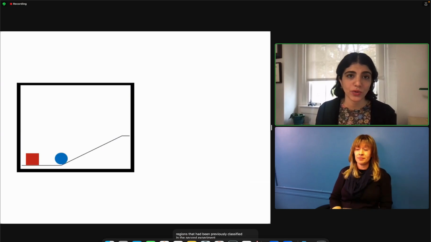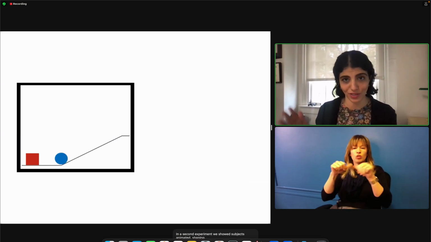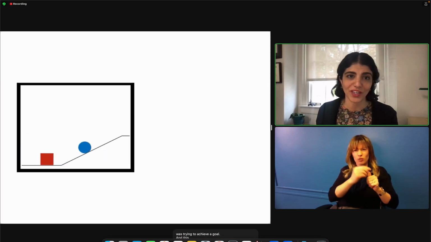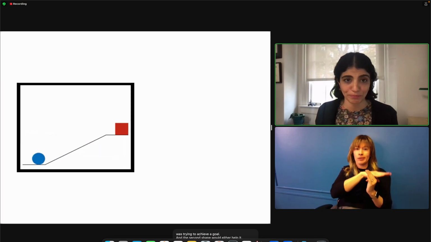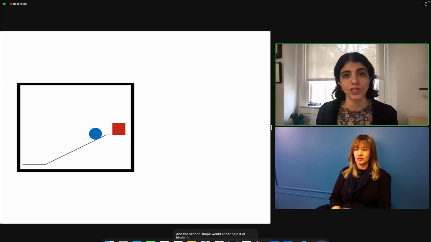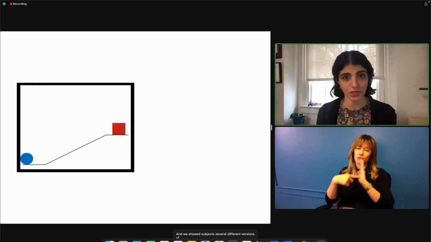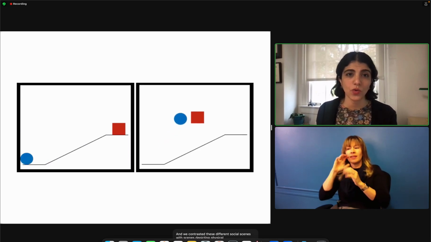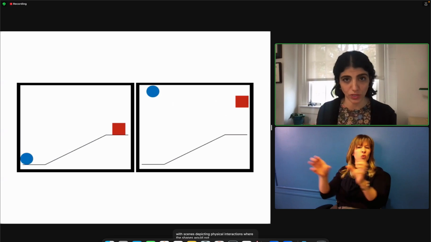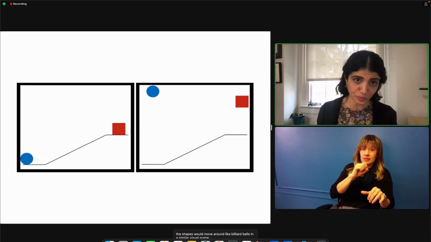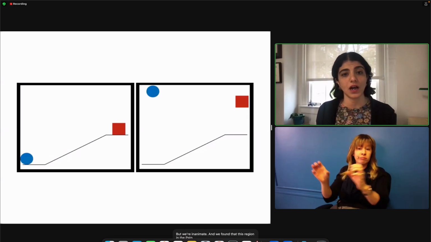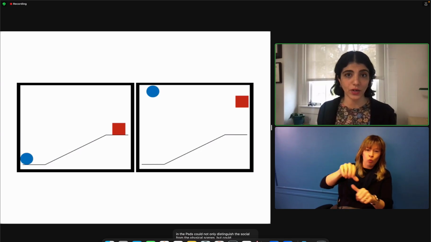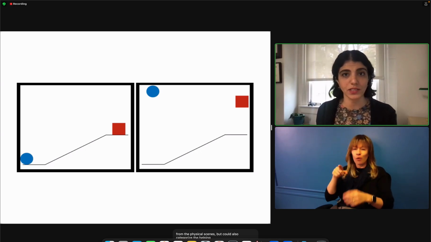In the second experiment, we showed subjects animated shape videos like the kind used in those infant studies I showed you. So for example, where one shape was trying to achieve a goal and the second shape would either help it or hinder it. And we showed subjects several different versions of these videos. And we contrasted these different social scenes with scenes depicting physical interactions, where the shapes would move around like billiard balls in a similar visual scene, but were inanimate. And we found that this region in the pSTS could not only distinguish the social from the physical scenes, but could also categorize the helping versus hindering interactions.